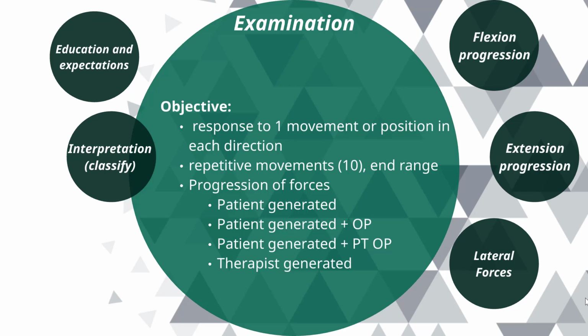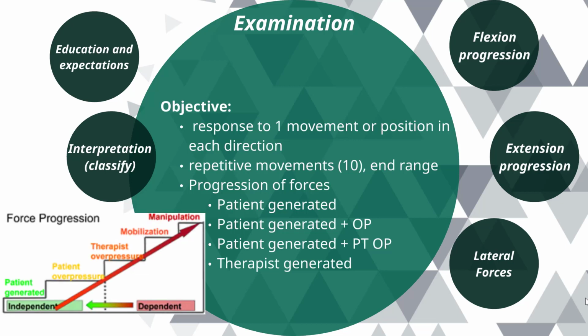Begin assessing the patient's symptoms response to one movement in each direction. Based on their response, you may perform repetitive movements, approximately 10, or sustained movement at the end range. Based on that response, you may continue through a progression of forces, which have already begun with the patient-generated forces, then patient-generated with self-overpressure, then patient-generated movement with therapist overpressure, and finally, all movement is therapist-generated.